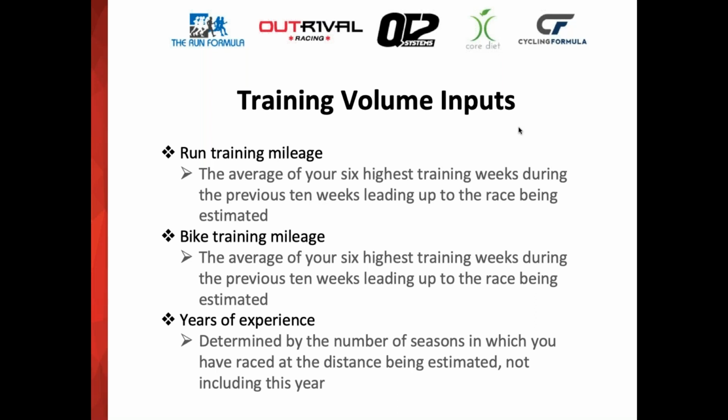Basically, this is determined by the number of seasons in which you have raced at the distance being estimated, not including this current year that you're training. So if you are a first-time marathoner, your answer here is 0, and you're doing this for a marathon. If you ran 5 or 6 years in high school and college, and then you didn't run for 10 years, and now you're training for your first half marathon, your answer is 0. If you've been doing marathon after marathon after marathon for 5 years in a row, then your answer is 5.